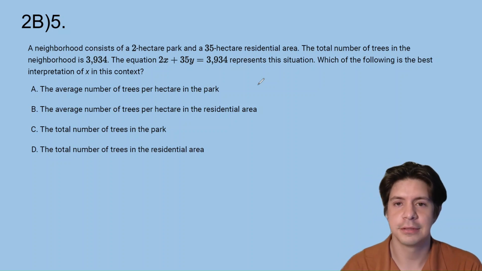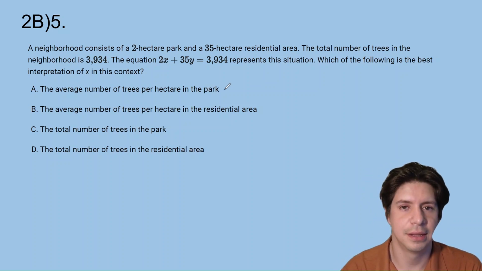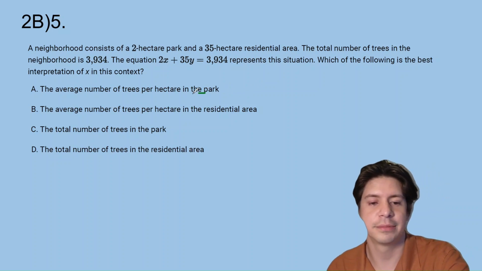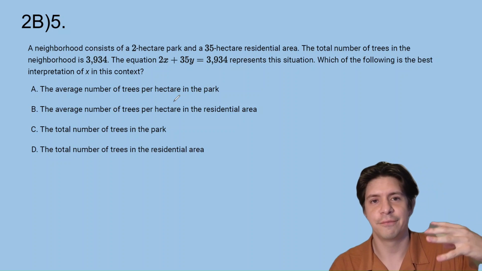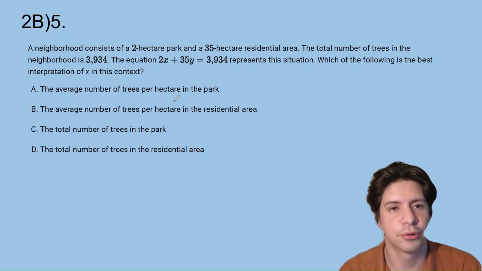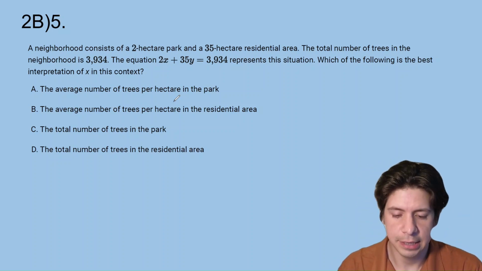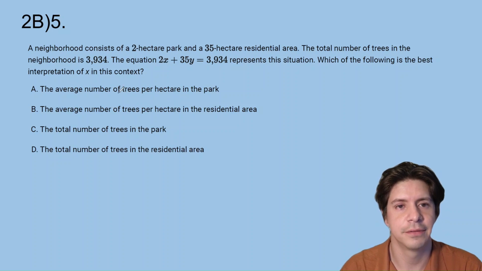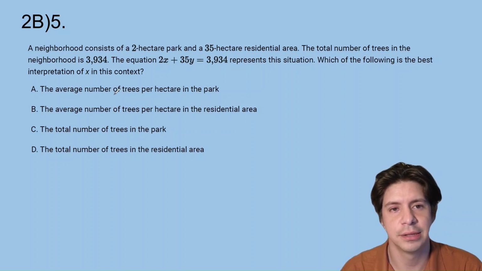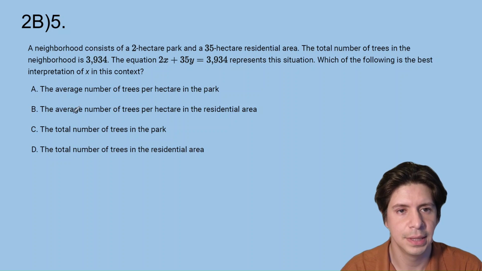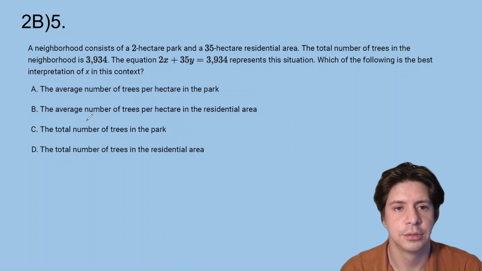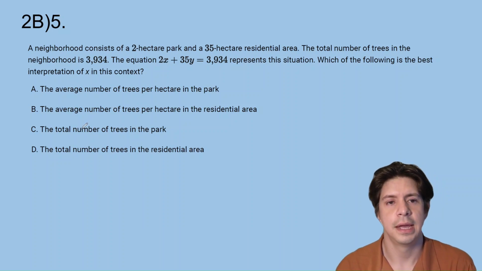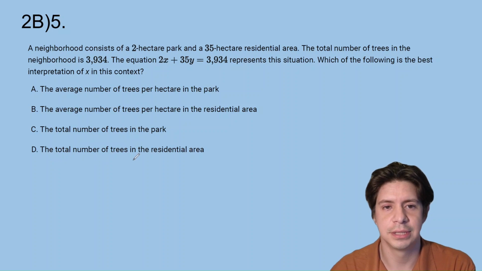And then if we look at the answer choices, there's no numbers. It's not about numbers here. It's about the concept in the equation, because equations have baked-in concepts when they're in word problems, and they want us to see if we can understand those. So we have the average number of trees per hectare in the park, the average number of trees per hectare in the residential area, the total number of trees in the park, and the total number of trees in the residential area.